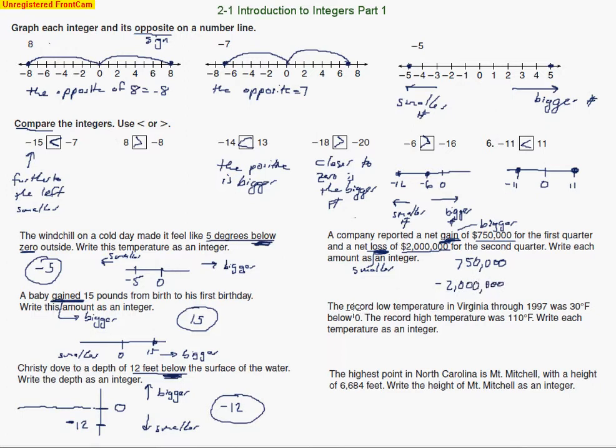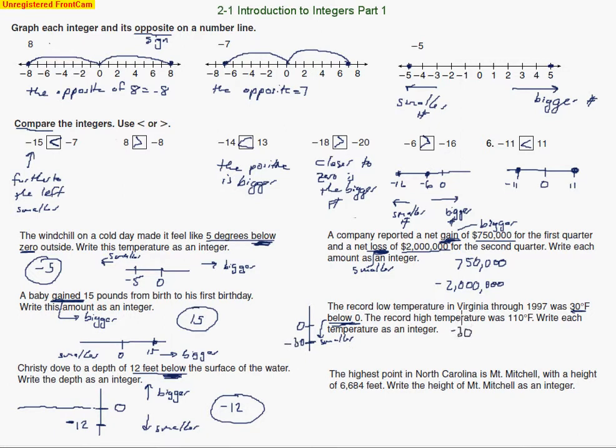Here it says the record low temperature in Virginia through 1997 was 30 degrees Fahrenheit below 0. So how do you think you write 30 degrees below 0? Well, again, let's do a number line going up and down. Here's 0. Below 0 is on this side. So is this a negative or a positive? Well, since we're going below, that means we're going smaller. And smaller means negative. So it'd be a negative 30.